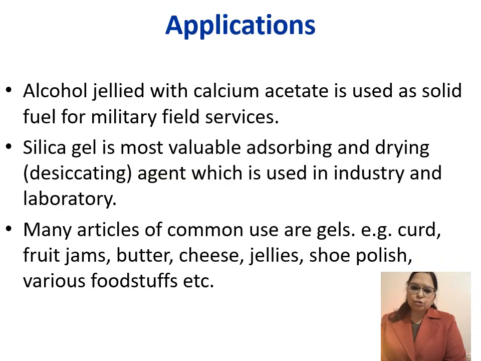So this was a very short topic about the gels, and before I sum up, let us discuss a few of the applications. Alcohol which is jellied with calcium acetate is used as a solid fuel for military field services. We have been using silica gel. It is the most valuable adsorbing and desiccating or drying agent which is used in the laboratory and in industry also. Now, many articles of common use are gels, like curd, fruit creams, fruit jams, butter, cheese, jellies, and various foodstuffs. So they all are examples of gels.